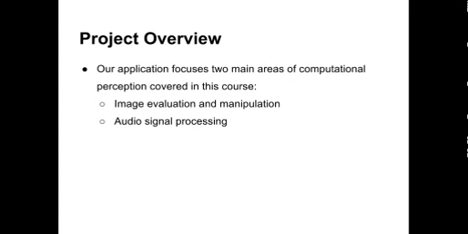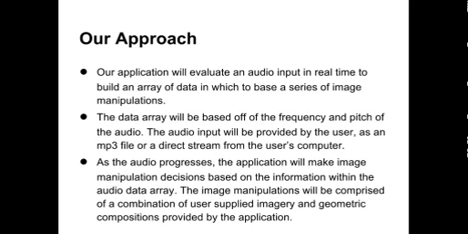So our application focuses on two main areas that we covered in this course. One is image evaluation and manipulation, and the other is audio signal processing. Our application will evaluate an audio input in real time to build an array of data in which to base a series of image manipulations off. The data array will be based off of frequency and pitch of the audio, and the audio can be either an MP3 file or a direct stream from the user's computer microphone, or like a USB microphone. So as the audio progresses, the application will make image manipulation decisions based on the information within the audio data array that is being built.